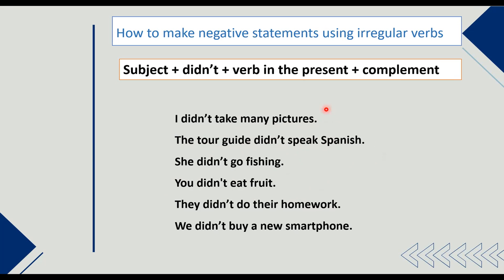Okay, excellent. That is the subject. You is the subject. Thank you. The verb, what is the verb present in this sentence? Eat. Okay, and then we have didn't and the complement. You didn't eat fruit. Tú no comiste fruta.